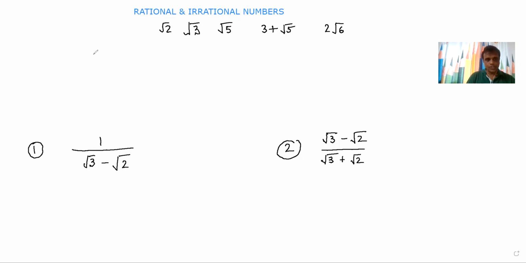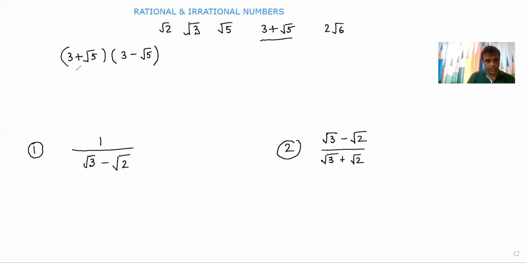Now, the most important thing we have to learn today is how to make an irrational number like this a rational number. So if the number is 3 plus root 5, then what we do is we multiply with a similar expression but with the opposite sign in between. So when we multiply 3 plus root 5 with 3 minus root 5, now 3 minus root 5 is called the rationalizing factor.